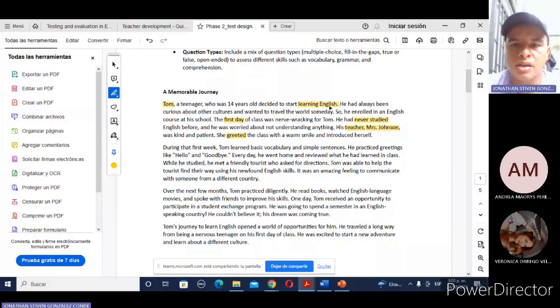Okay. The second word is learning English because the text shows the learning English process that Tom did.